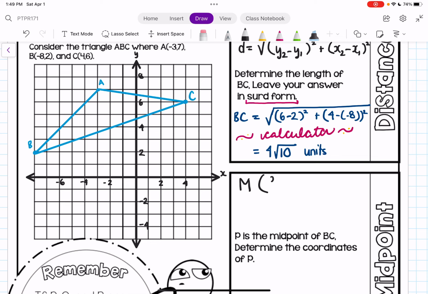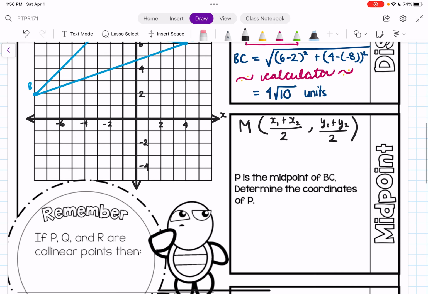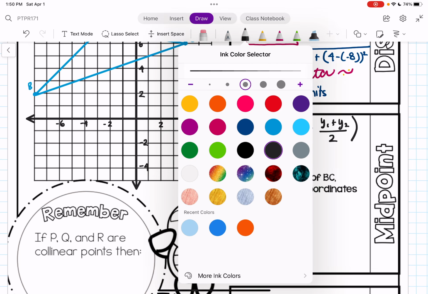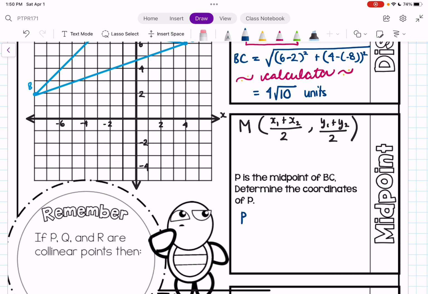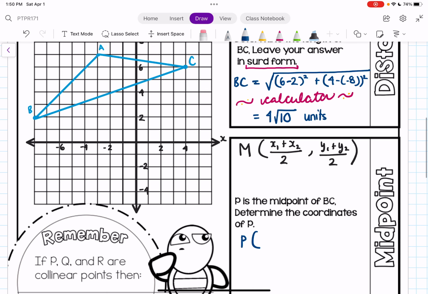So the formula, and it's a point, right? So you're going to have x and y coordinates. To get the x coordinate, it's x1 plus x2 all divided by 2. And then the y coordinate is y1 plus y2 all divided by 2. So if we're going to find the midpoint of BC, and I've called this point P, then we're going to say P is, and we just have to add those numbers.